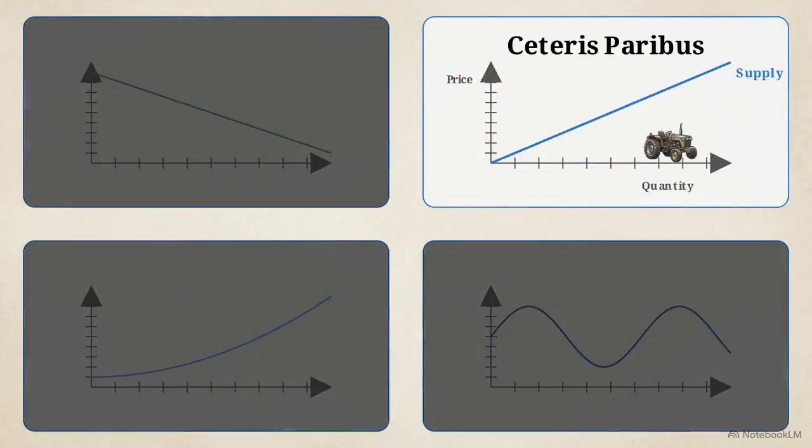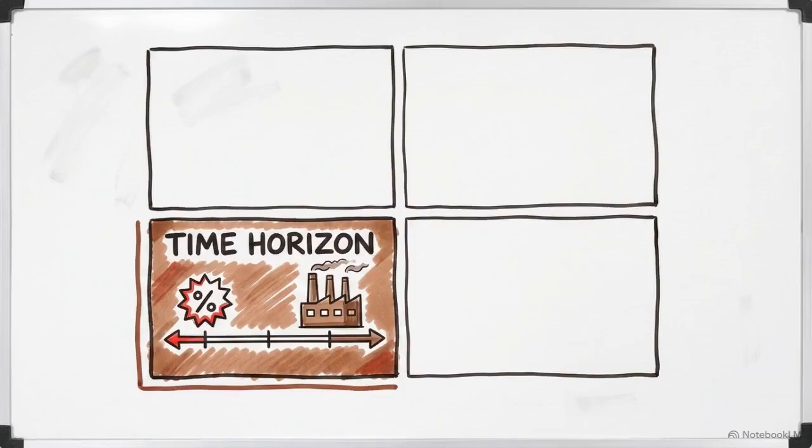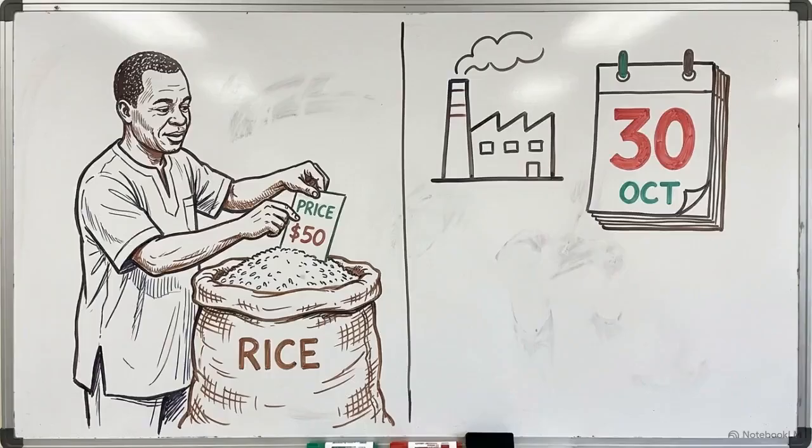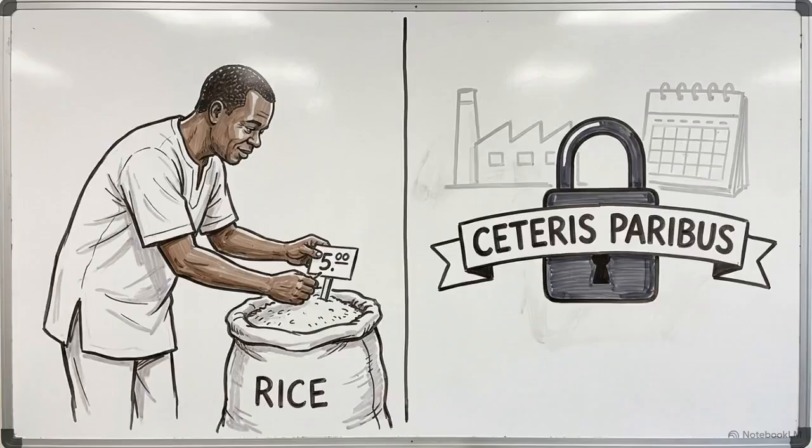If production costs suddenly rise, like a piece of machinery breaking down, the relationship between price and supply changes. Producers also work within a specific time horizon. A price increase today might not result in more goods immediately, as businesses need time to adjust their operations. Isolating the impact of a price change is only possible if we assume these external factors remain constant.